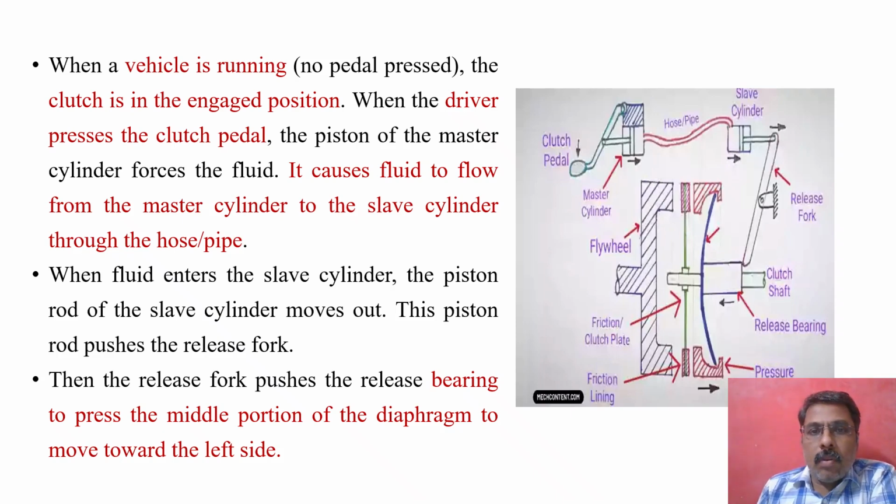During that time, this diaphragm is kept straight. It is not forming a conical shape. It means that when the driver presses the clutch pedal, the piston of the master cylinder forces the fluid. It causes fluid to flow from the master cylinder to the slave cylinder through the hoses.